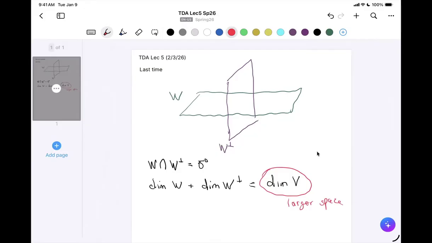The other thing that's true is a decomposition. If you have any vector v, you can always break it apart, or decompose it, into a sum of two vectors. One vector is in W, and the other vector is in the orthogonal complement. I don't think I said this before. I'll call this one v_W, and I'll call the other one v_W perp.